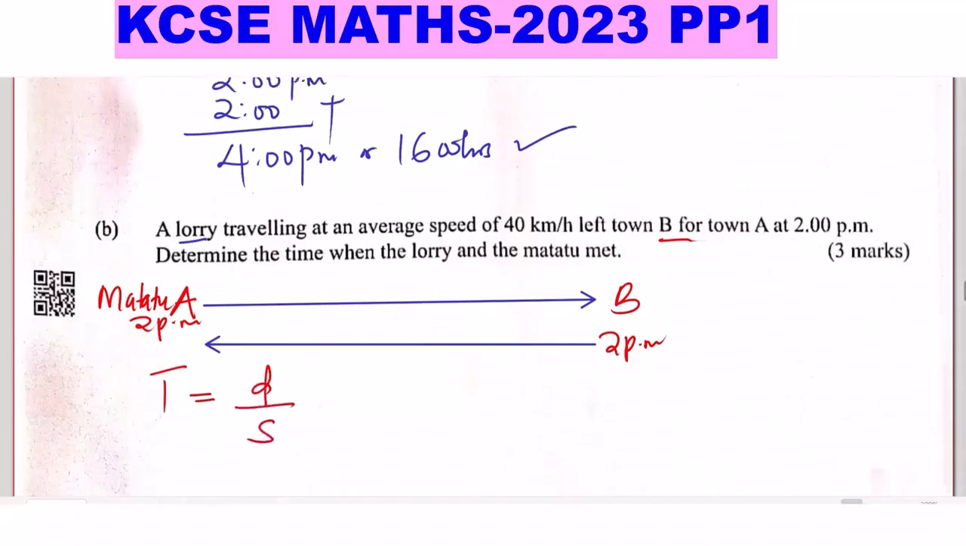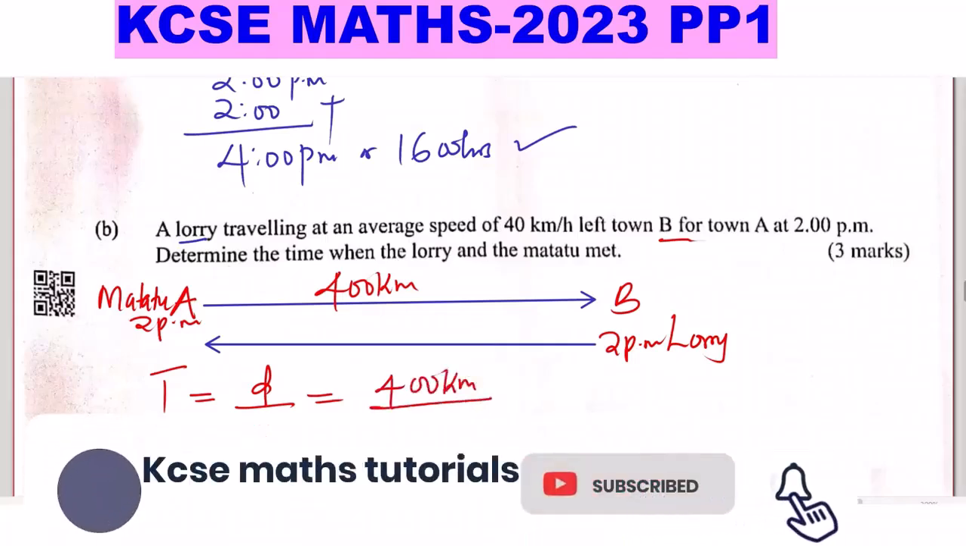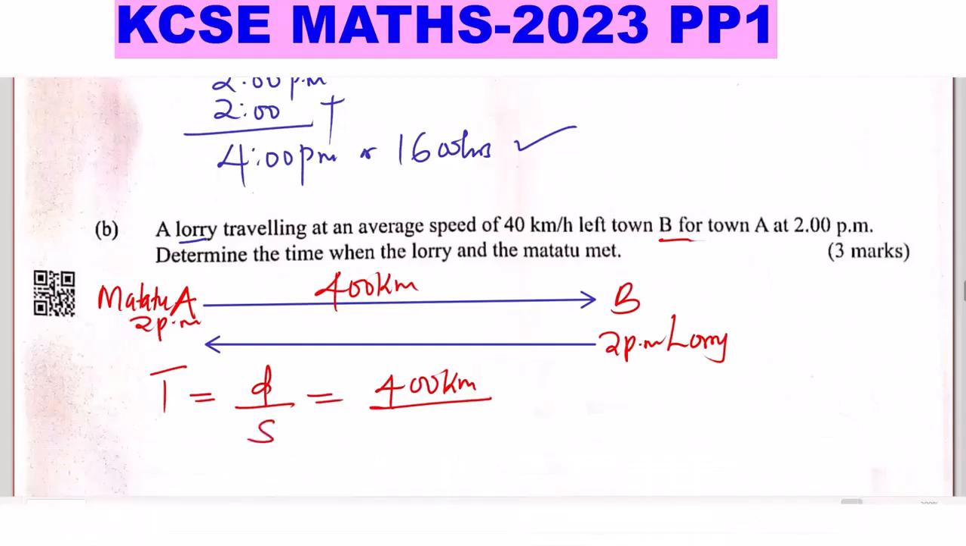Which distance do we consider? The distance between the matatu and the lorry is 400 kilometers. Then for the speed, in order to get the time taken to meet, we're going to use the relative speed. They are moving towards each other, in opposite directions. So how do we get the relative speed in such a case? By simply adding the two speeds.